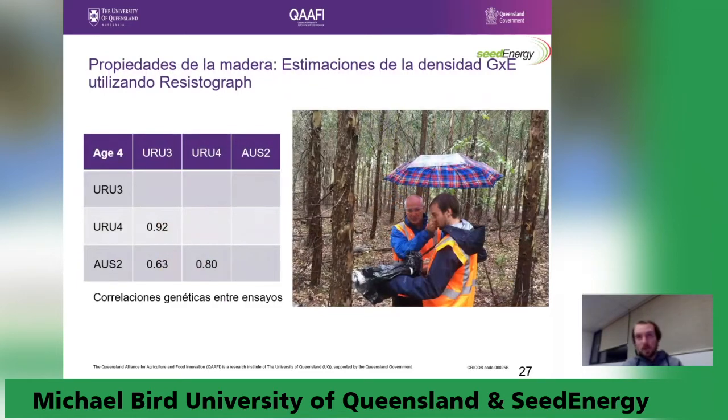See here on a fine Uruguayan day sampling trees, we are now comparing estimates of density between the two Uruguay trials and the second Australian trial. So these are density estimates by resistograph, and you can see that we have very high correlations between the two Uruguayan trials, 0.92, and then lower correlations between the Australian trial. So this is some indication that maybe there's some G/E occurring between Australia and Uruguay for density.